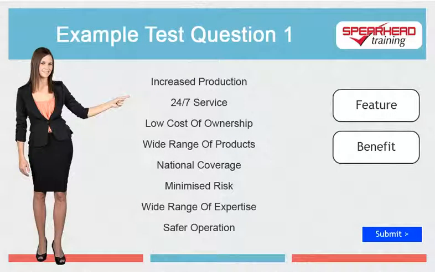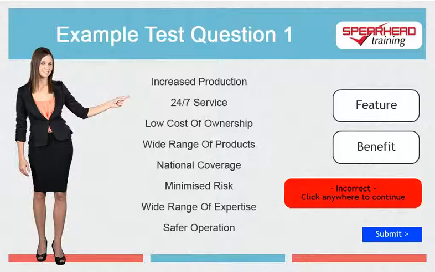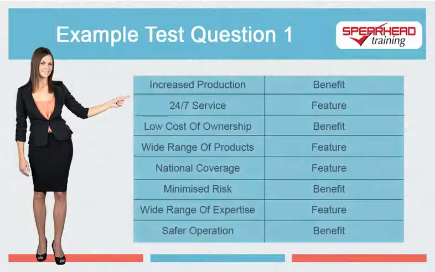This is an example of a test question. In this example, you're asked to identify whether the various items are features or benefits by dragging each item in turn to the correct answer. When you've matched all the items, you click the Submit button to check whether you've answered correctly. If your answer is not correct, then the tutor provides an explanation and the correct answers for you to study.